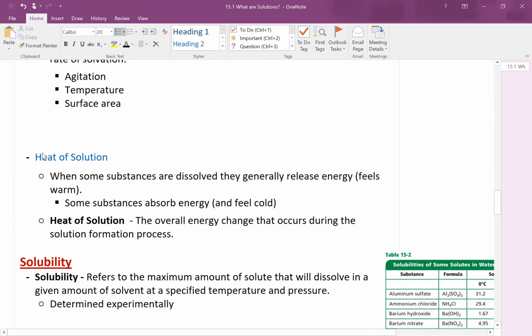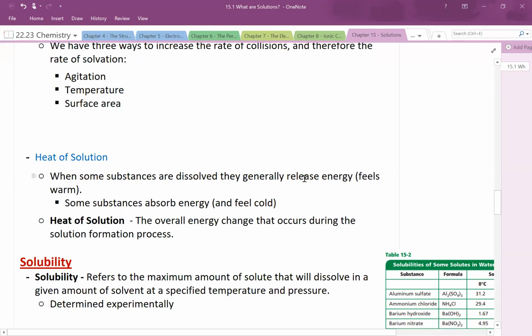So moving on, we'll talk about what is called heat of solution. Many substances change temperature when they are dissolved. In fact, most substances will release energy when dissolved, which tends to feel warm. We've experienced this a few times in lab, so I won't go over it too much. But other substances can actually absorb energy when they're dissolved, and therefore these would feel cold.